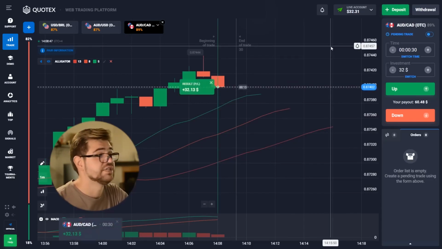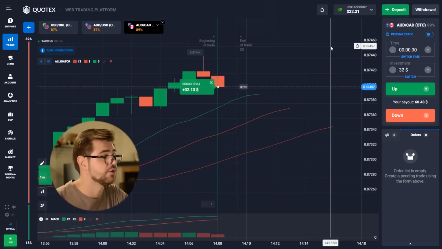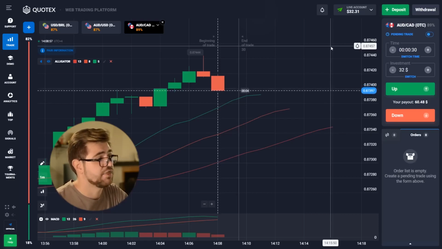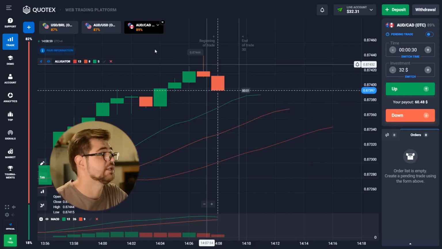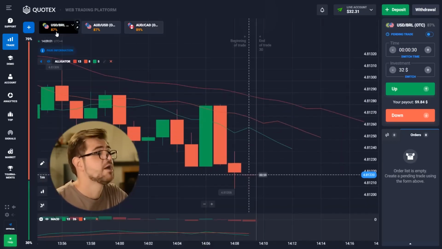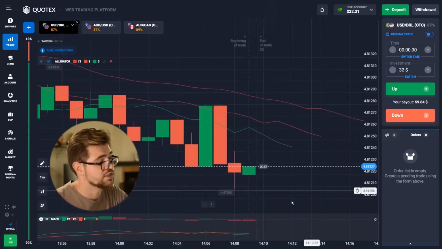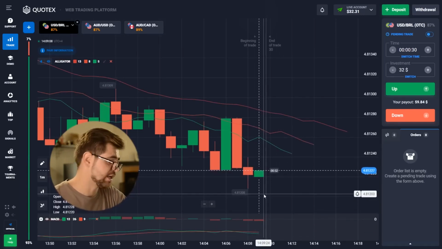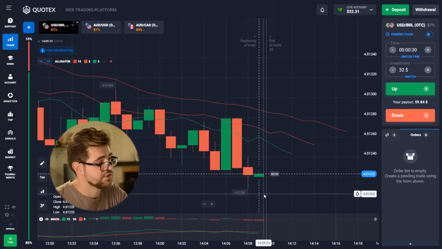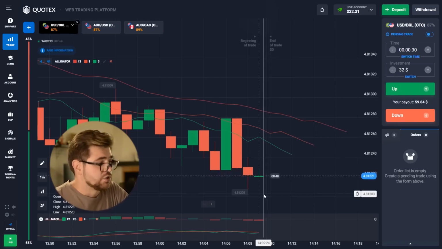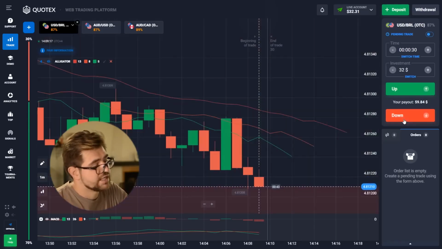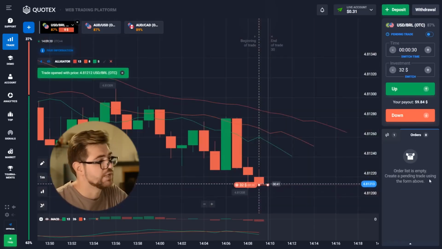$32.13, almost $33 already on our balance. It's only been under like 3 minutes. So right, next is gonna be $32 for the next option. Let's head to the next currency, and we see the downtrend in price here, so the price is going down. Should we go with the put option here? 30 seconds, yes. Okay, let's wait.